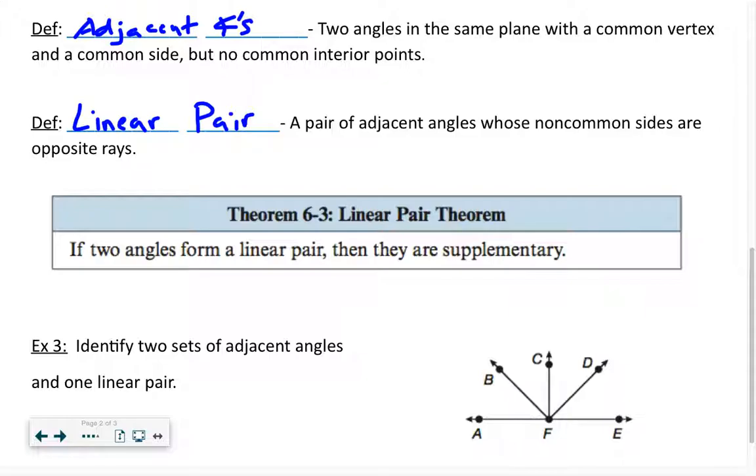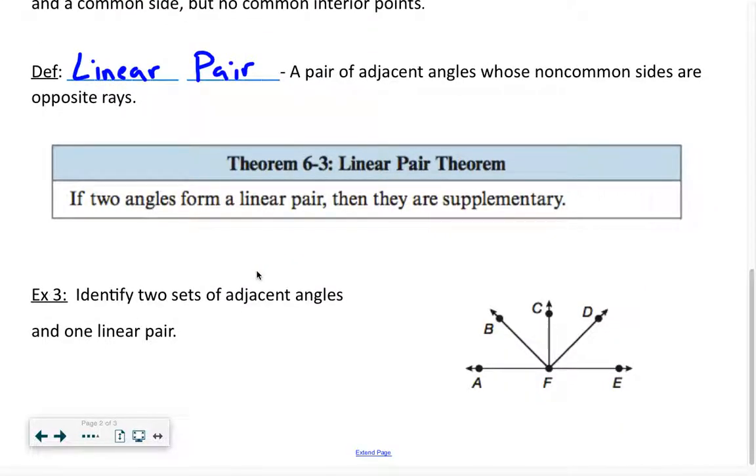So we've talked about complementary, supplementary, 90, 180 specifically. This is your example of adjacent, sharing a common side. These angle measures can be whatever they want. And now we have our linear pair, which is strictly a straight line.